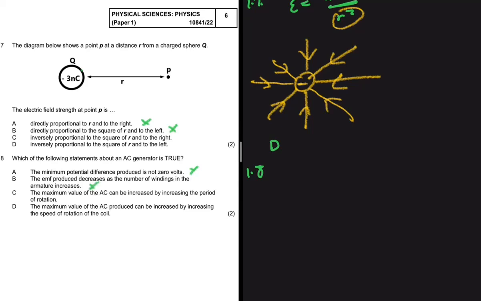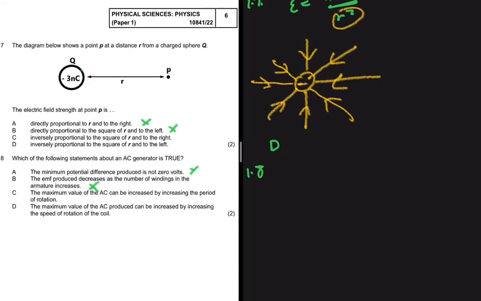We know from grade 11 that if you want to increase the EMF induced, you can increase the number of turns. You can increase the number of windings. So B cannot be correct. C, the maximum value of the AC can be increased by increasing the period of rotation. Well, I was initially conflicted between C and D.